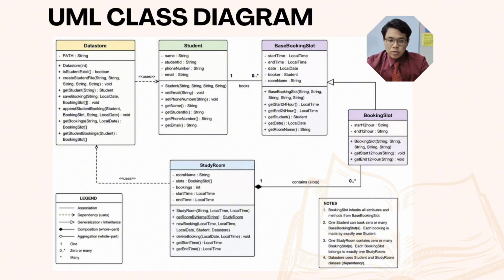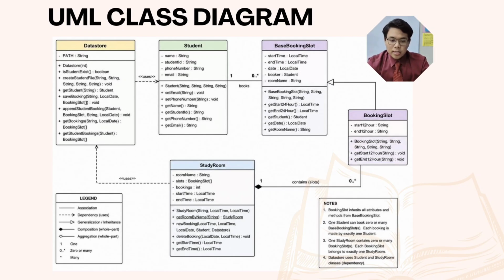This class stores the student's personal information, including the student's name, student ID, phone number, and email address. It also provides getter and setter methods to access or update this information. A student can make multiple bookings, while each booking belongs to only one student. Therefore, the relationship between student and base booking slot is an association with a multiplicity of one-to-many.